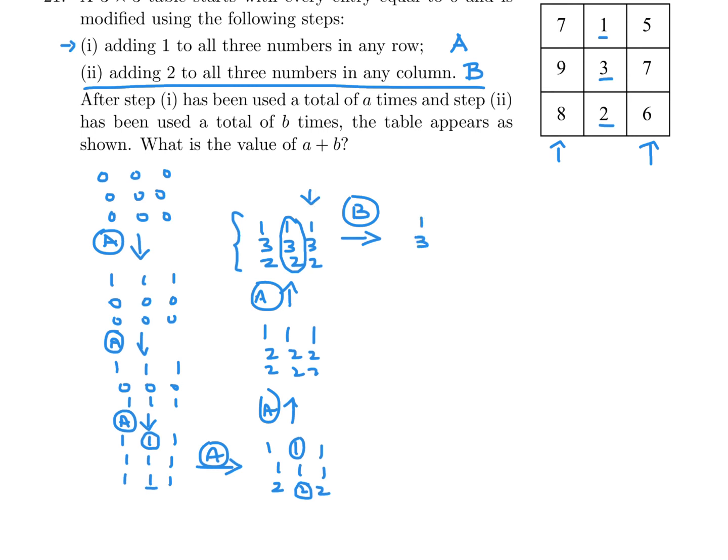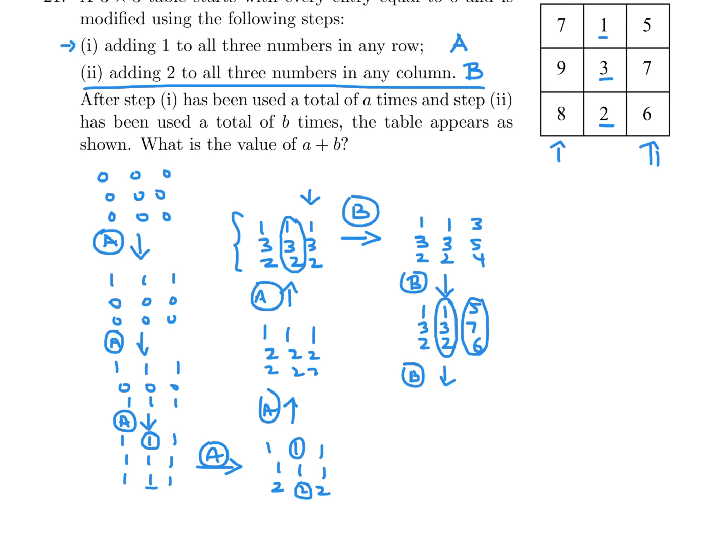So the other 2 would stay the same, but if I add 2, that would become 1, 2, 3, 5, and 4. Okay, I need to make it a 5, 7, 6 for this column. So let's do another B. So this will remain 1, 3, 2, 1, 3, 2, and that would be 5, 7, and 6. Okay, I have completed column 2 and 3. Now I just have to concentrate on the first column.